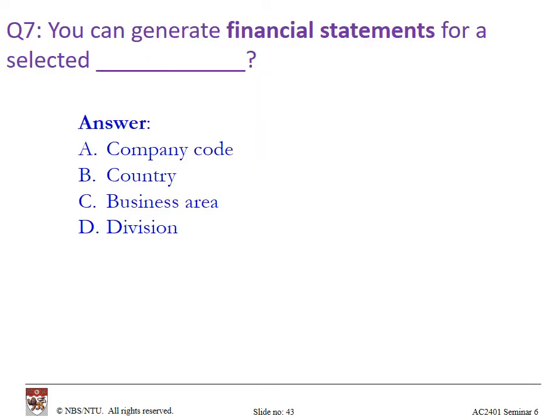Question 7. You can generate financial statements for a selected blank. The options: company code, country, business area, division. The answer is company code, business area.